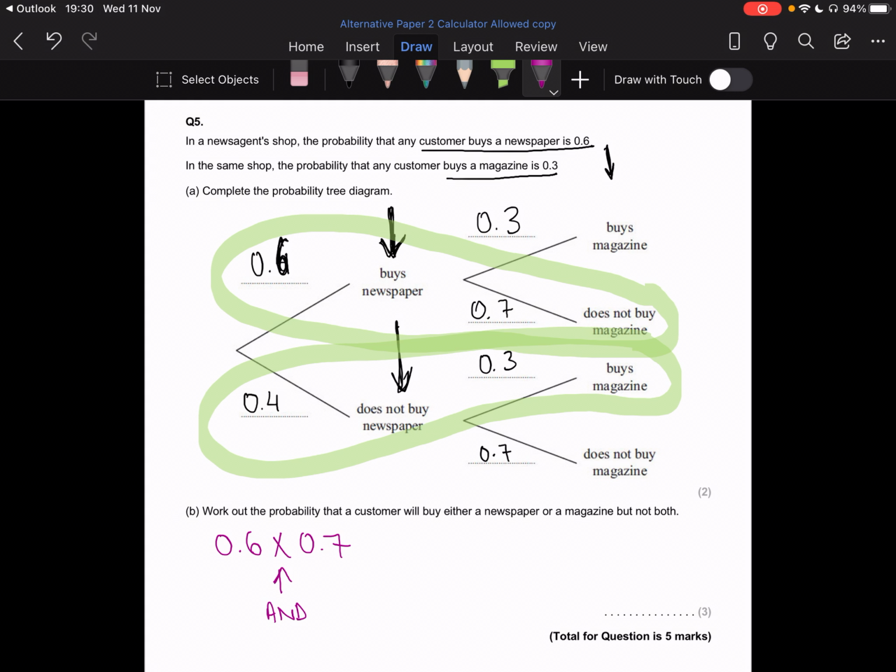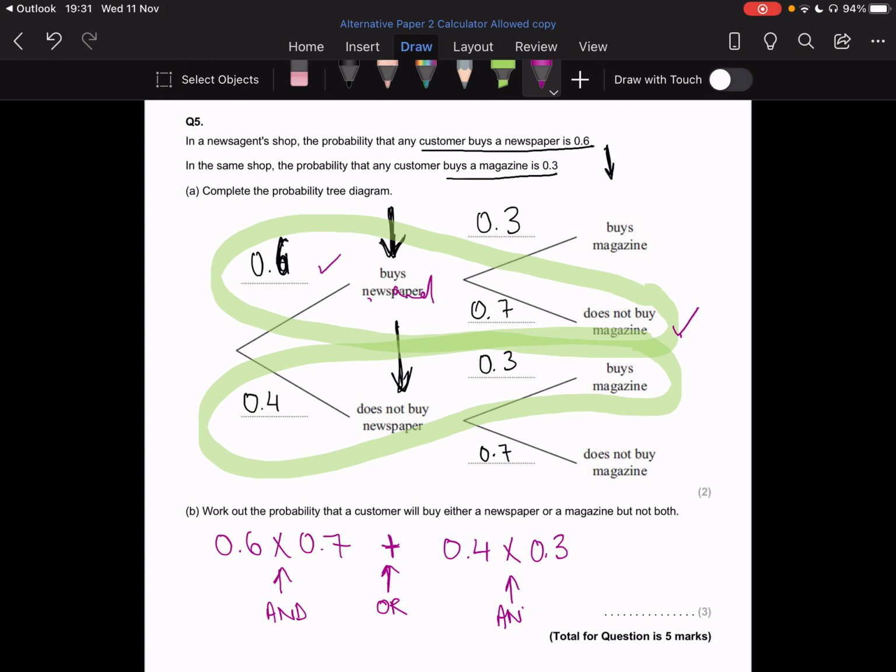So I've done this one. Now I buy a magazine and I don't buy a newspaper. I'm going to do the second branch as well. What I like to say is I buy a newspaper and I don't buy a magazine, or, because this or is prompting me to add, so this plus comes from saying or, I don't buy a newspaper, so that's 0.4 times 0.3, and I do buy a magazine.